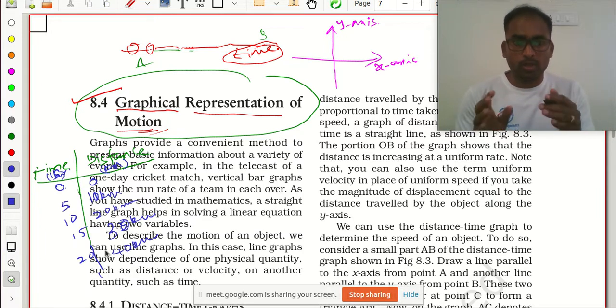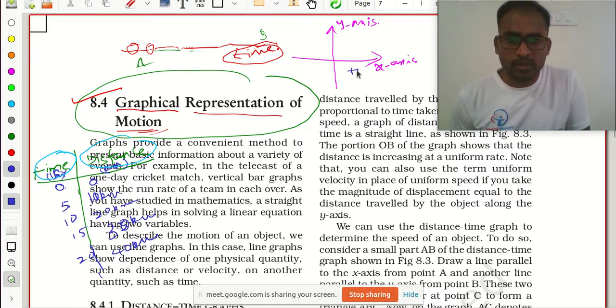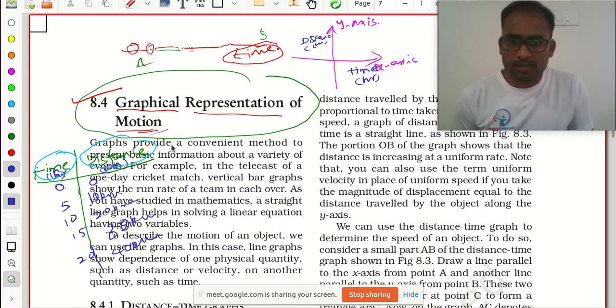Now I need to show this on my graph. How can I show it? Time is on one axis and distance is on the other axis. Here on the x-axis, for my convenience, I am writing time, and on the y-axis I will write distance. It is in kilometers and it is in hours. And I will mark all these points on the x-axis. At 0 time, 0 distance. Same at 5 hours, I covered 10 kilometers.